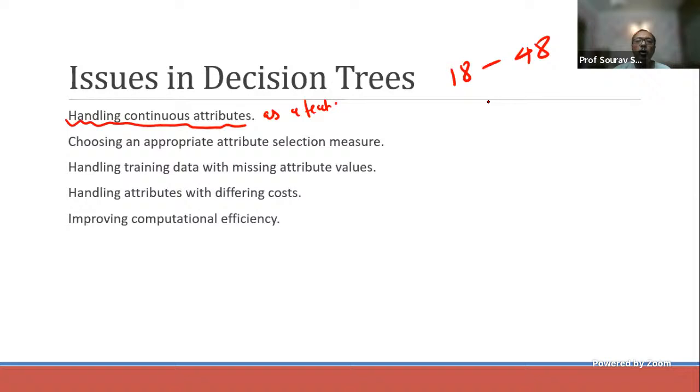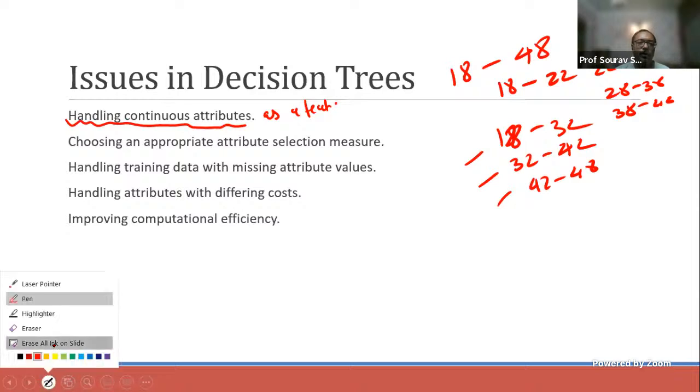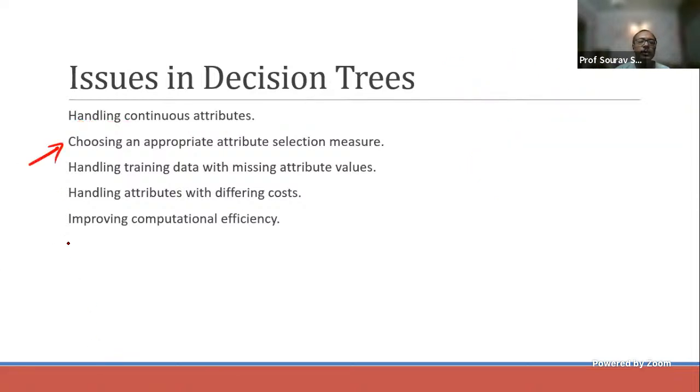Let's say I take the people in this session, and these people have ages between 18 to 48. If it's not predefined, then one of my splits can be 18 to 22, then 22 to 28, then 28 to 38, and then 38 to 48. Or some other split can be 18 to 32, 32 to 42, and 42 to 48. Because it's a continuous variable, where to split sometimes becomes challenging, and you have to do a lot of optimization on that. Then there is choosing an appropriate attribute selection measure: should you use entropy or Gini or gain?